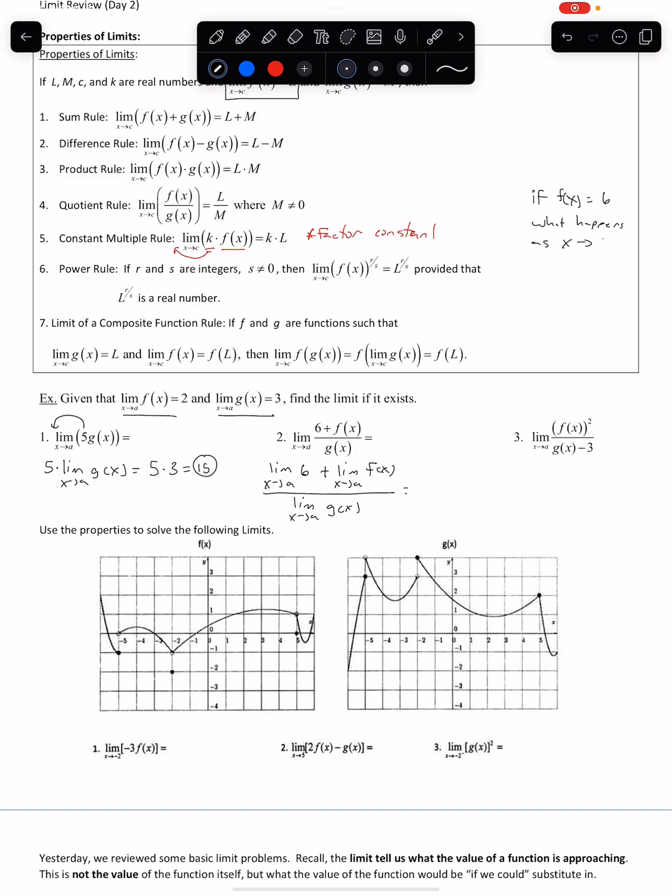as x approaches some number? So let's take a look at that. Let's put some number down here. Well, here's the function f of x equals 6. It's just a horizontal line. Well, what are we approaching from both sides?